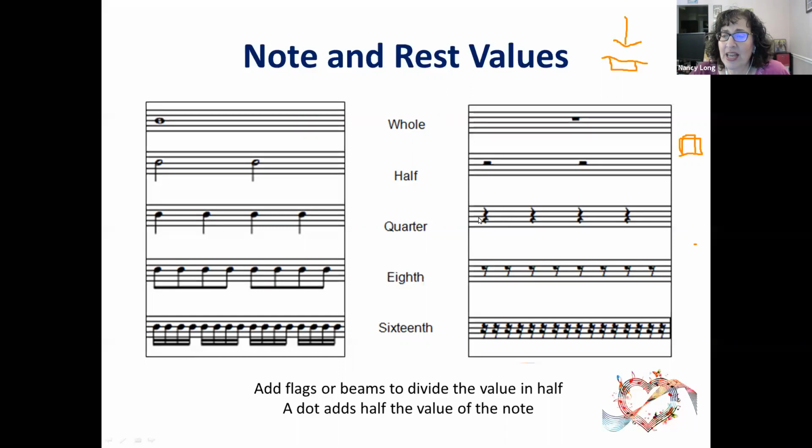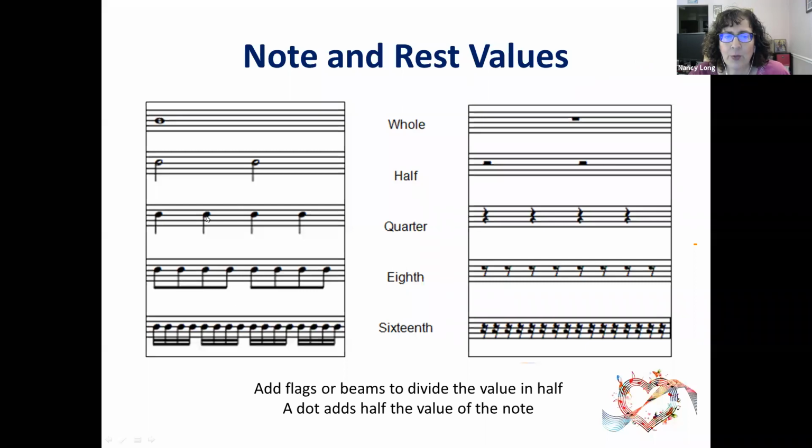Okay, a quarter rest looks like this and is equivalent to a quarter note, only a rest is silence. Eighth rest looks like that, equivalent to an eighth note, and on down to the 16th, and then not pictured, 32nd and 64th notes and rests. Do we have any questions on that much?